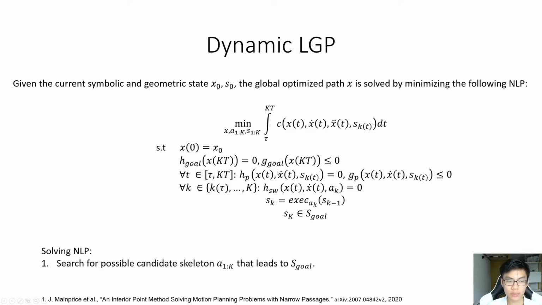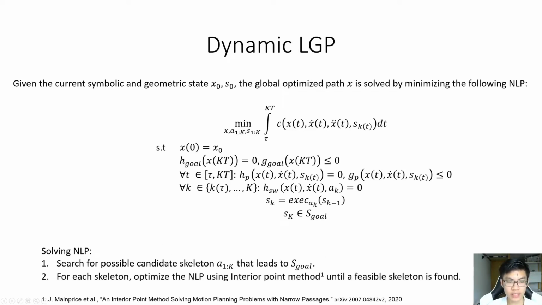So in order to solve this NLP, we first search for possible candidate skeletons from 1 to k that lead the symbolic state to the goal. And then for each candidate, we optimize an NLP instance for that candidate using the interior point method until a feasible skeleton is found.